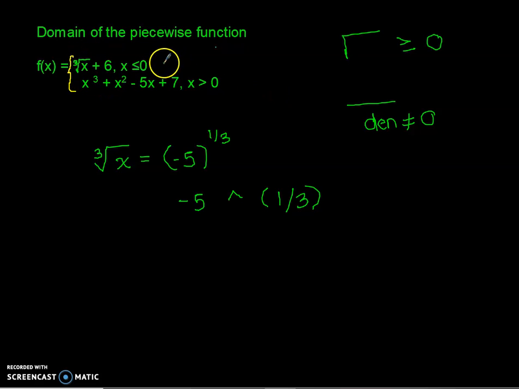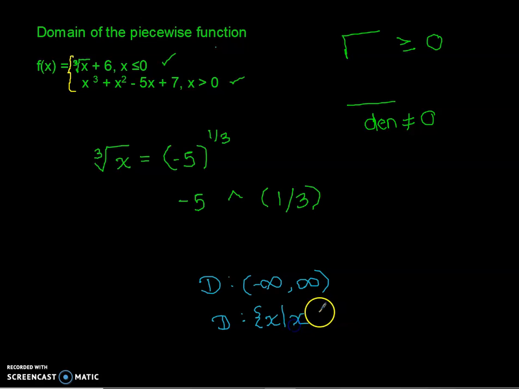So I have no restrictions for the first one. For the second one, again, I'm not dealing with a square root. There's no fraction. Pretty much if I plug a negative value into x, I'll get an answer. If I plug 0 into x, I'll get an answer. And if I plug a positive value into x, I'll also get an answer. So since all x values work for both of these, my domain for this particular answer would just be all real numbers, -infinity to infinity, or in set notation, x such that x is an element of all real numbers.